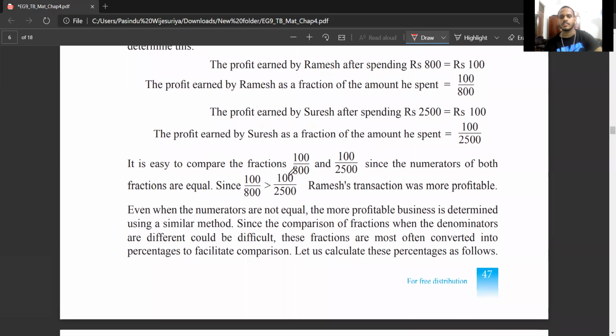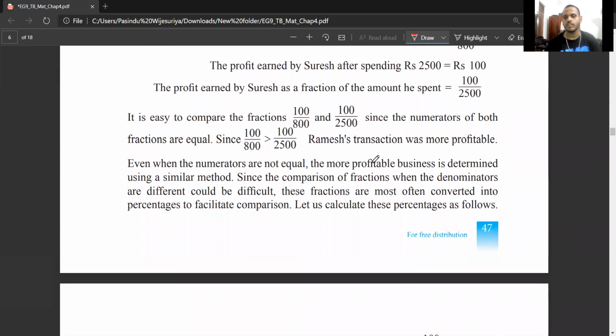So it's easier to compare the fractions. When you compare the fractions, you can see that this is definitely higher, and we are moving on to percentages in the next step. So you can see that this is the higher fraction. 100 from 800 is actually a higher value than 100 from 2,500. Because in this situation the numerator is constant but the denominator is different. If the numerator is constant, the higher the denominator, the lesser the value.